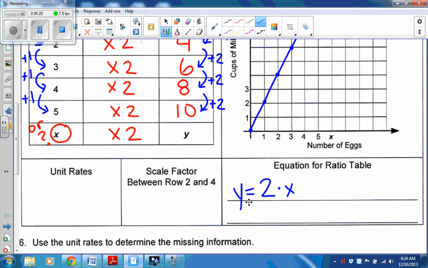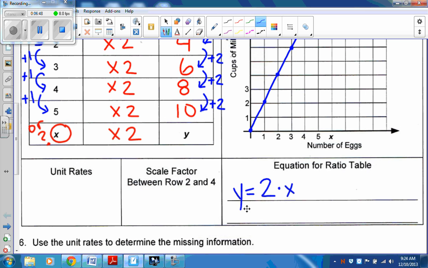Because if you were to substitute in however many eggs right here, it would give you how many cups of milk you would need. I don't know if you have to do an equation on your rubric or not, but we can look at it later, so hold up a question card if you need to know that. You do have to do an equation.